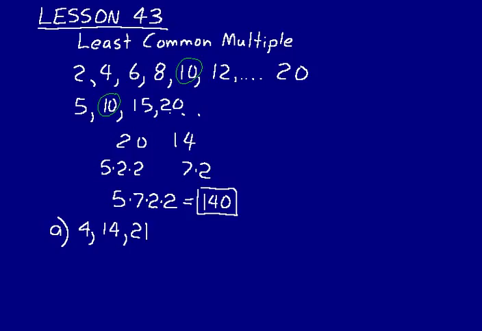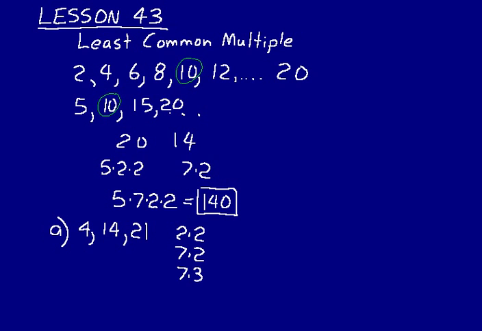So let's do some practice problems. In practice problem A, I have 3 numbers there, and I want you to find the least common multiple between those 3 numbers, 4, 14, and 21. So break each one of those into its prime factors. So 4 would be 2 times 2. 14 would be 7 times 2. 21 would be 7 times 3.